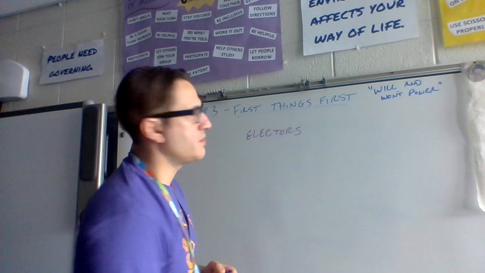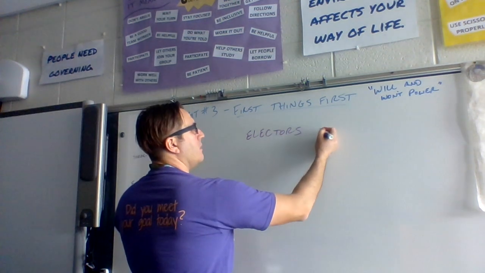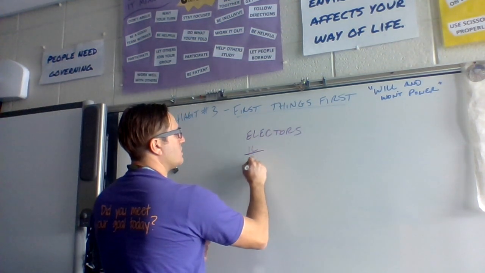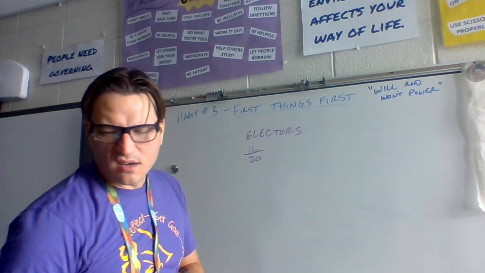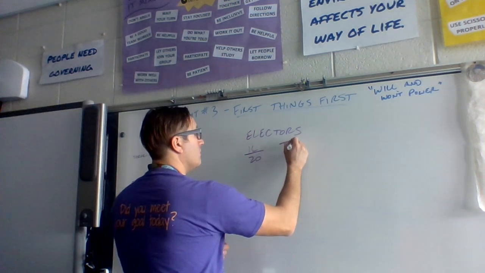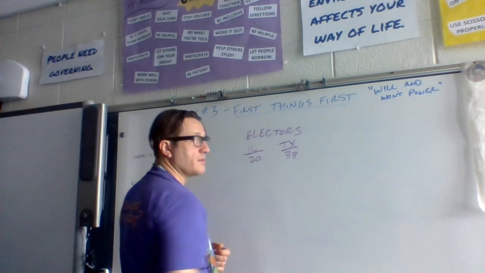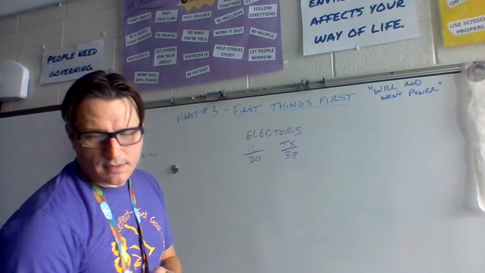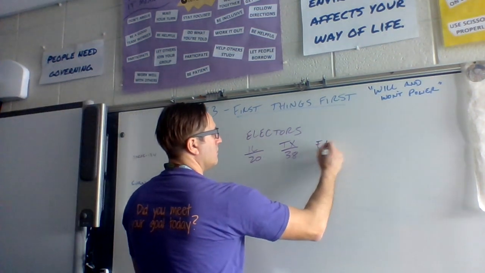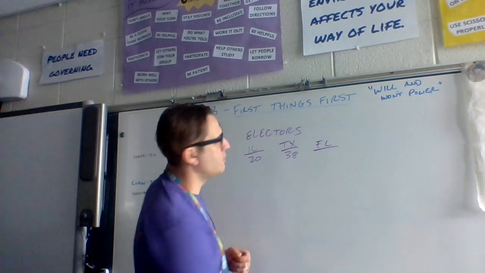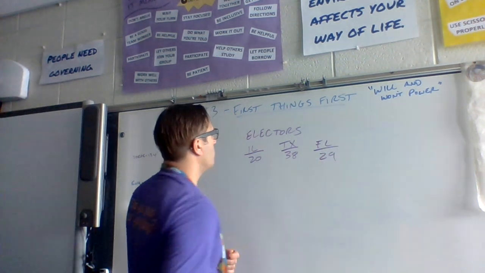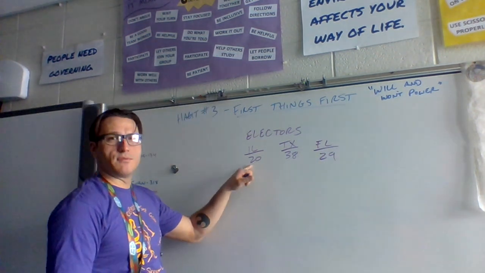Can you see that? Electors. Illinois has 20 electors. Texas has 38 electors. Florida has 29. Okay. So each of these electors, they're real people.